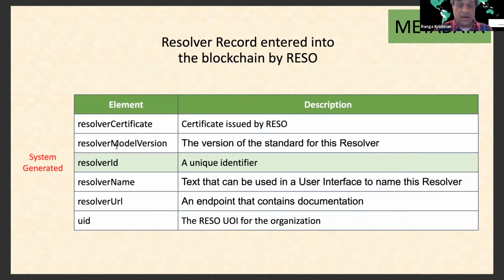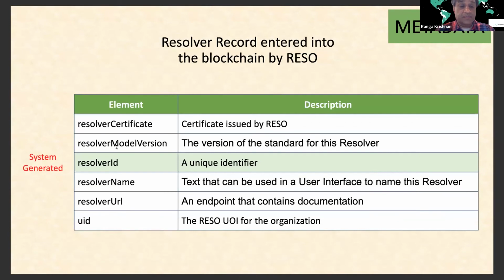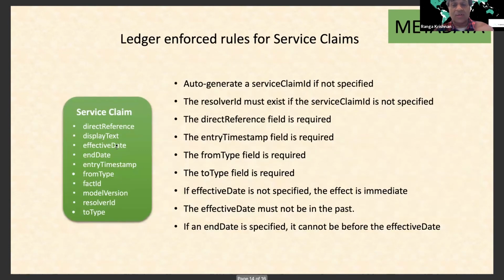The other is a record for the resolver itself. This is something that is entered by RISO into the blockchain, saying that this is the name of the resolver. This is the resolver ID, the unique ID, which was in the service claim record. At the bottom, you see it there. And this entity has a certain unique organizational identity that is recorded by RISO, and it needs to sign its records like the service claim record with a certificate, with keys as specified in the certificate issued by RISO on top. So essentially the process is RISO will provide a certificate and also enter that record into the blockchain. Then that entity will be able to create service claims for whichever services it provides. And the ledger will actually enforce certain rules and make sure that things are valid through smart contracts.